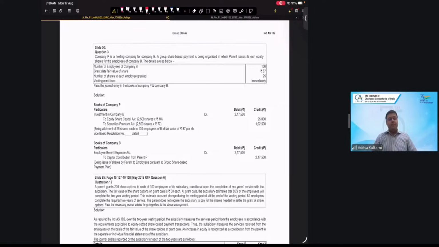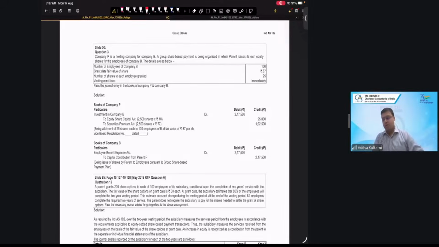When you talk about timing, in the case of goods, I will record when I receive control of the goods. In the case of services, as and when service is rendered, I will recognize the expense. Measurement would be at the fair value of goods or services received, generally presumed to be available. If fair value of the goods or services is not available, then you will take the fair value of shares or options issued. Are we okay with this? Yes. So that's simple. No doubts in that.